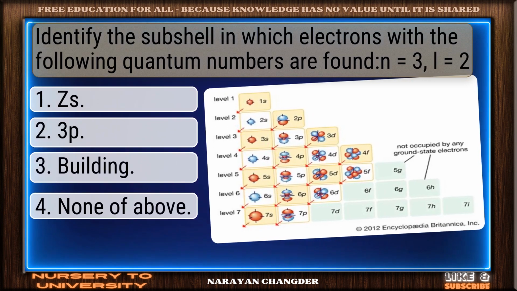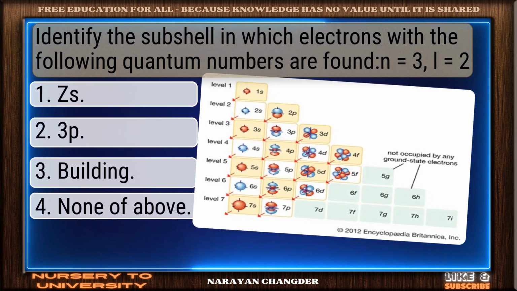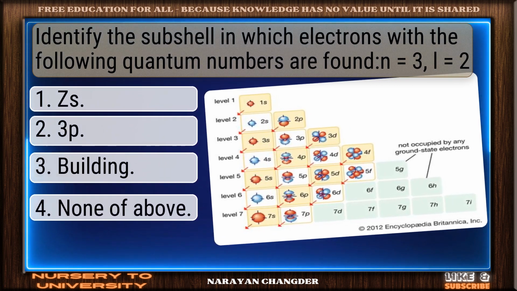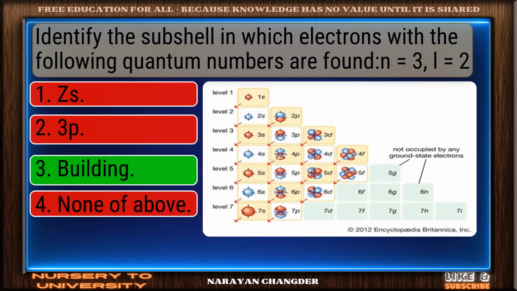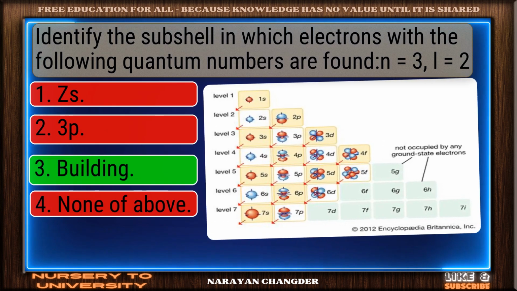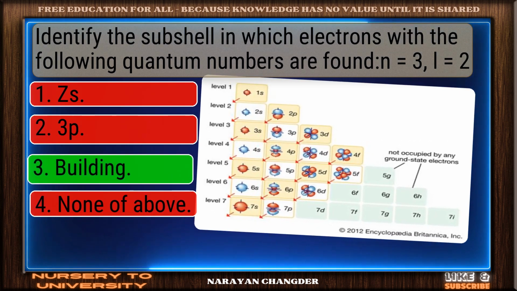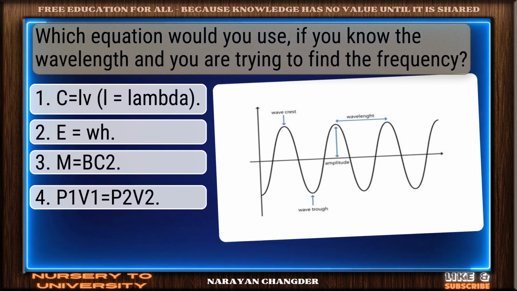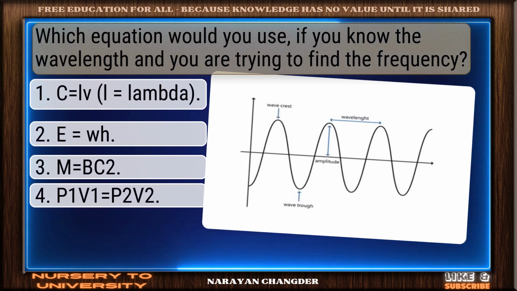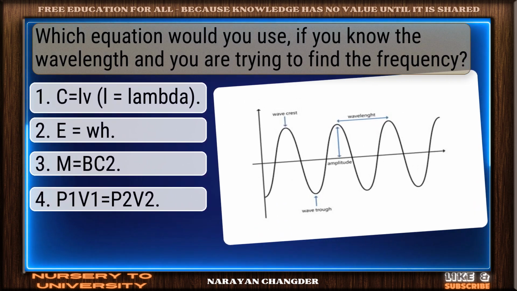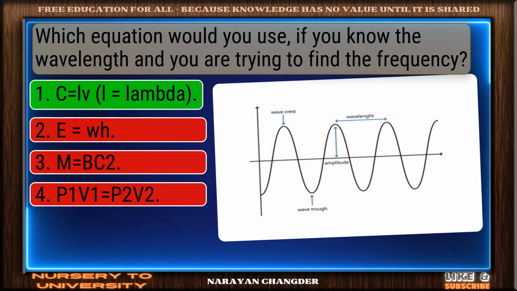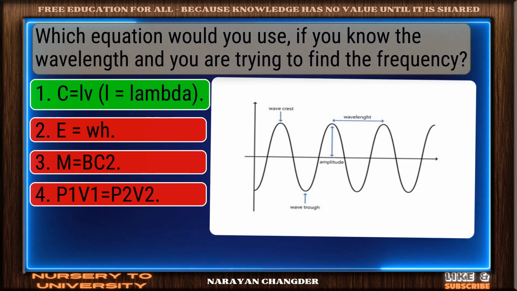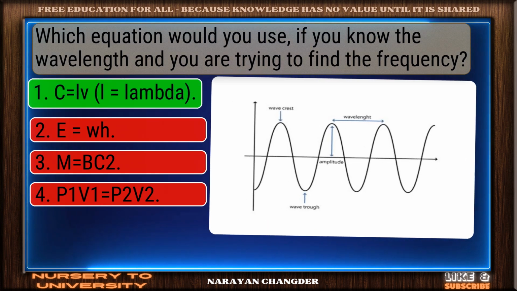Identify the subshell in which electrons with the following quantum numbers are found: n equal to 3, l equal to 2. Great job. 3d is the accurate answer. Which equation would you use if you know the wavelength and you are trying to find the frequency? Solid response. c equal to λν is a valid choice.